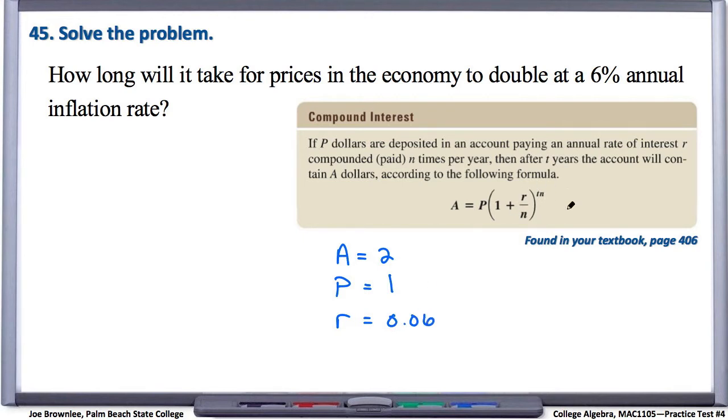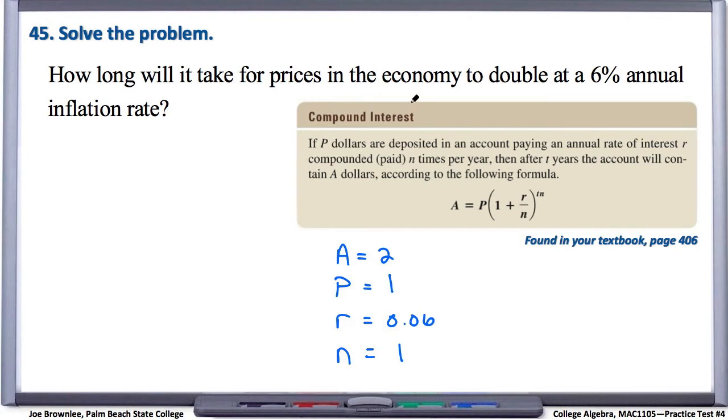Now, with compounding interest, notice that we have R over N, and we also have an N in the exponent. Well, the N's are the same, and that's the number of times per year that your money is being compounded. So maybe it's compounded every quarter, or every month, or every week. Well, in this case, because we're talking about inflation rate, we're going to say that the money is compounded only once, so annually. So in this case, N would be 1.